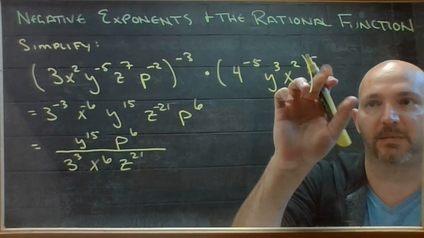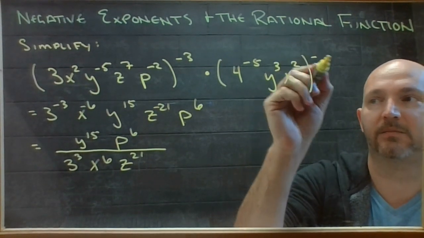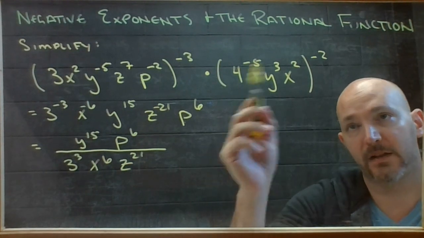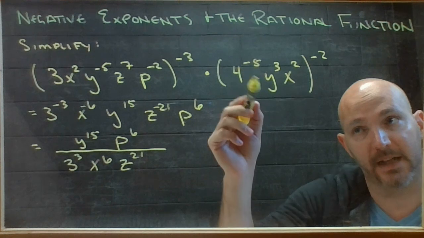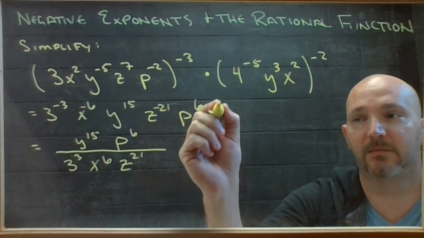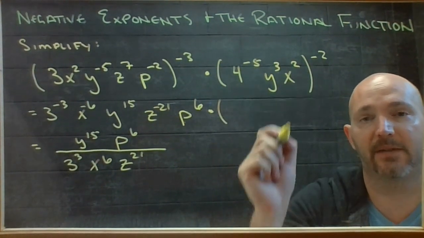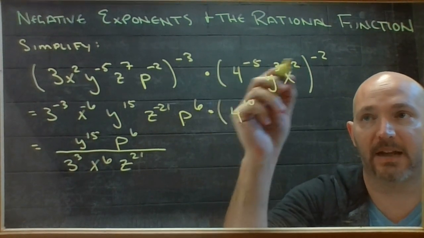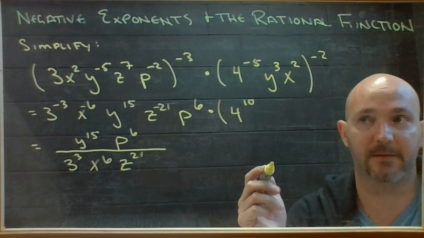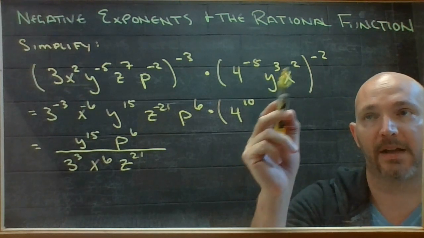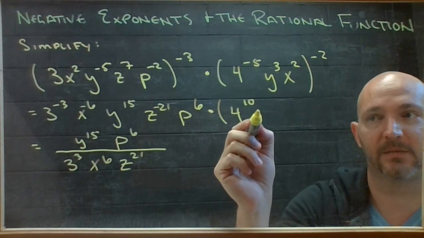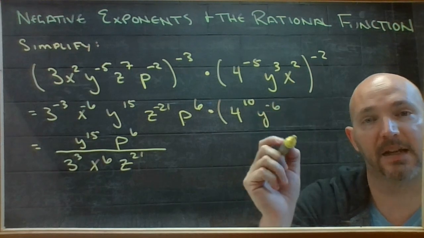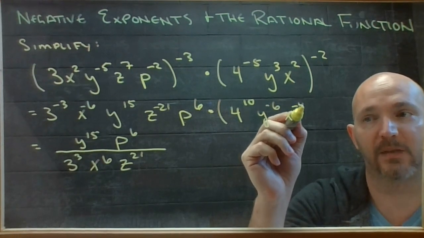Ooh, that's going to be big. I'm going to just do this same thing. I'm going to apply that -2 to everything in the bracket. So 4 to the -5 to the -2. 5 times 2 is 10. A negative times a negative is positive. Y cubed to the -2. That's y to the -6. X squared to the -2. That's x to the -4.